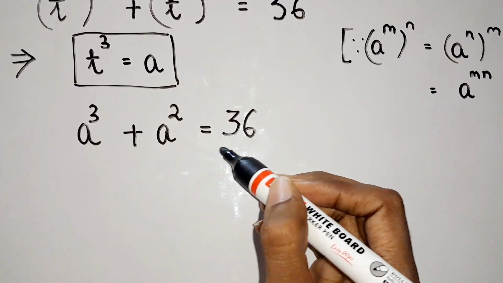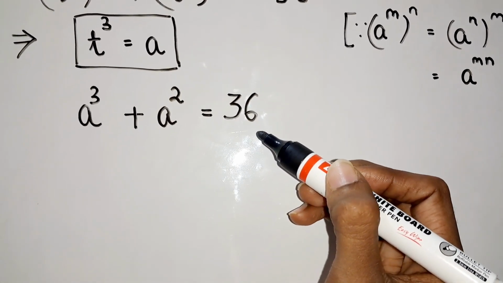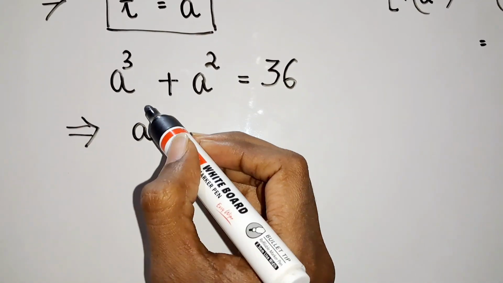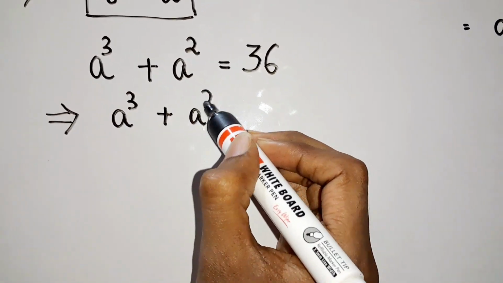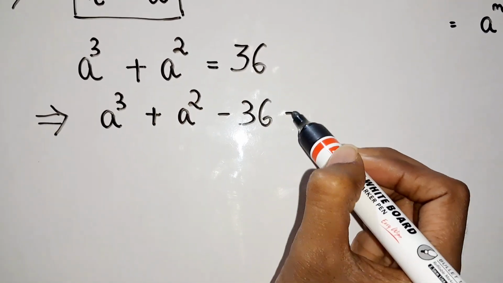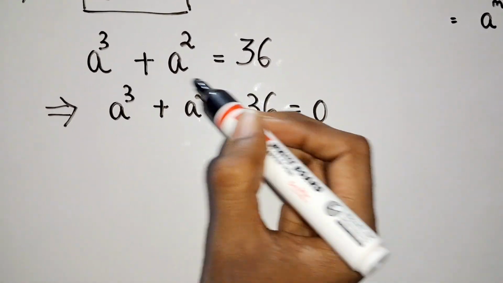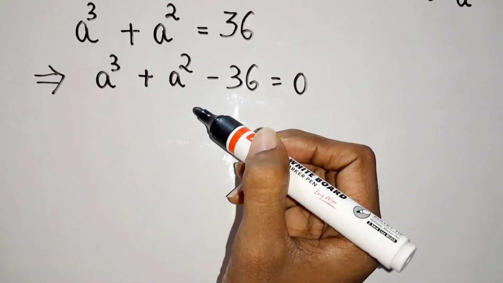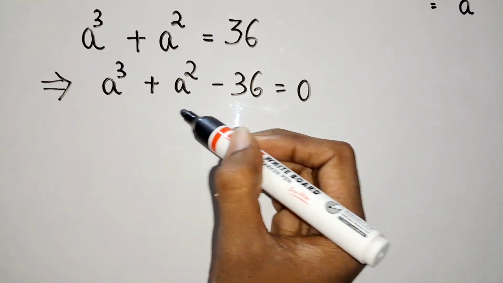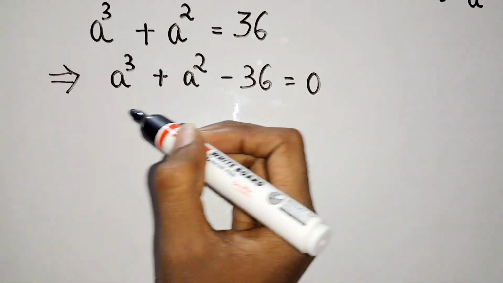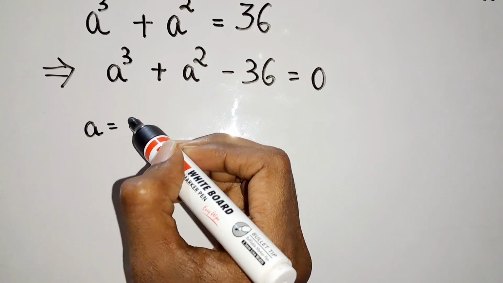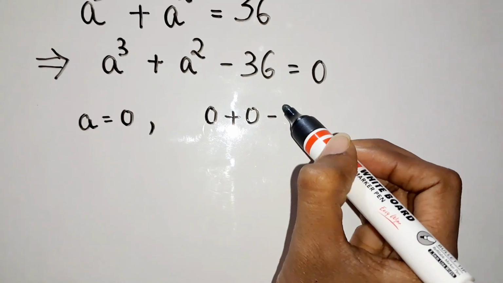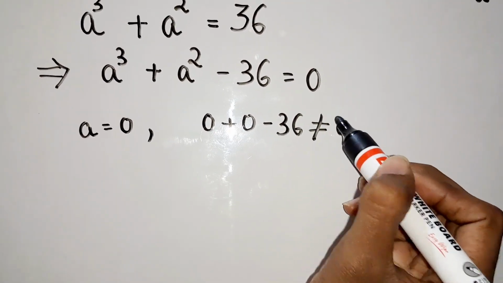a cube plus a square equals 36. Now there are many methods of solving this. This is a cubic equation, a cube plus a square minus 36 equals 0, so we can factorize it. We can check by hit and trial method which value of a satisfies this equation. If we take a equals 0, it becomes 0 plus 0 minus 36, which is definitely not equal to 0.